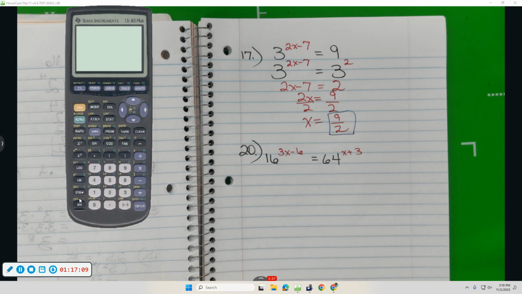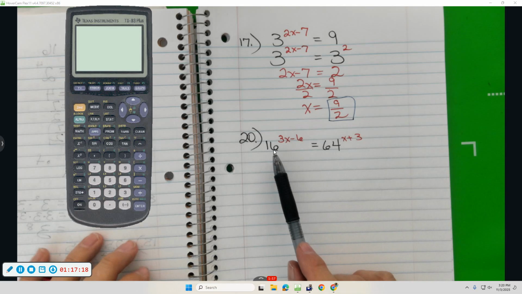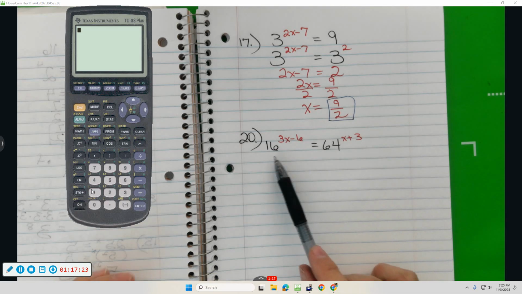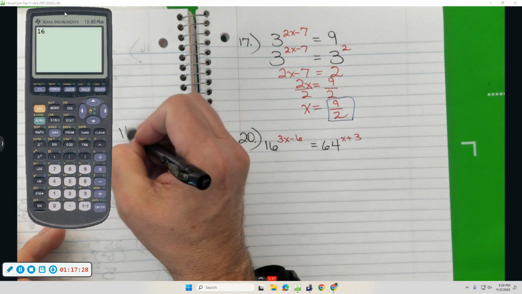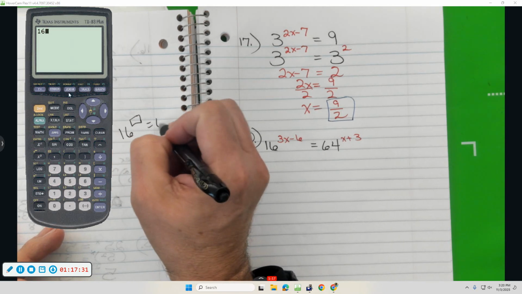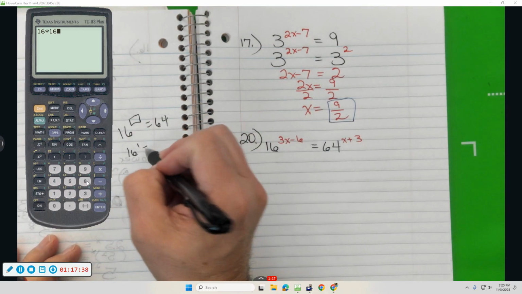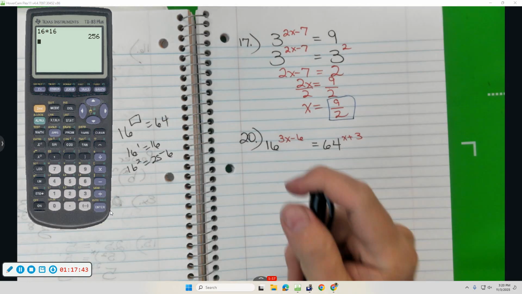Okay. What are my two bases? 16 and 64. My thought process, I start with the smaller one. Can I use 16 to rewrite 64? 16 to what power gives me a 64? 16 to the first power is 16. 16 squared is 256, isn't it? We just skipped over 64.